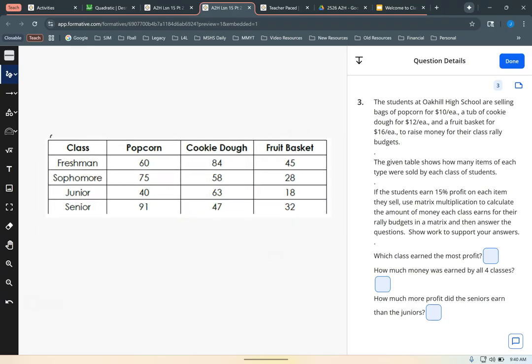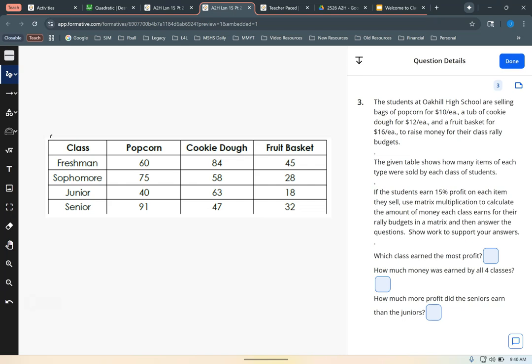Alrighty. So, students at Oak Hill High School are selling bags of popcorn for $10 each, a tub of cookie dough for $12 each, a fruit basket for $16 each to raise money for their class rally budgets. The given table shows what they sold in terms of the amounts of items.